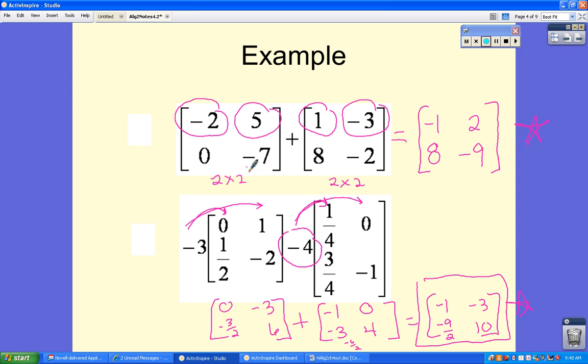Okay, so these problems aren't difficult. Be careful. You might make a silly mistake like I did on the previous slide. And the only thing that could really cause you a little bit of a trip up, I think, would be the scalar multiplication, especially if there's a negative there.